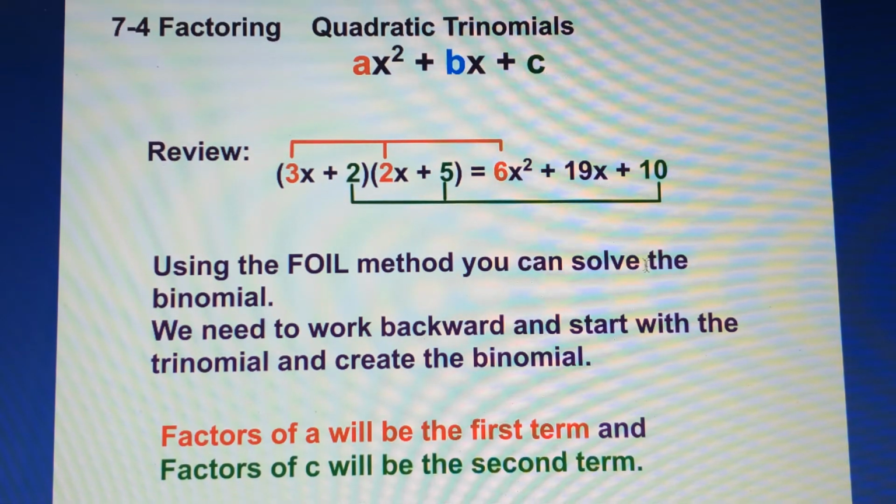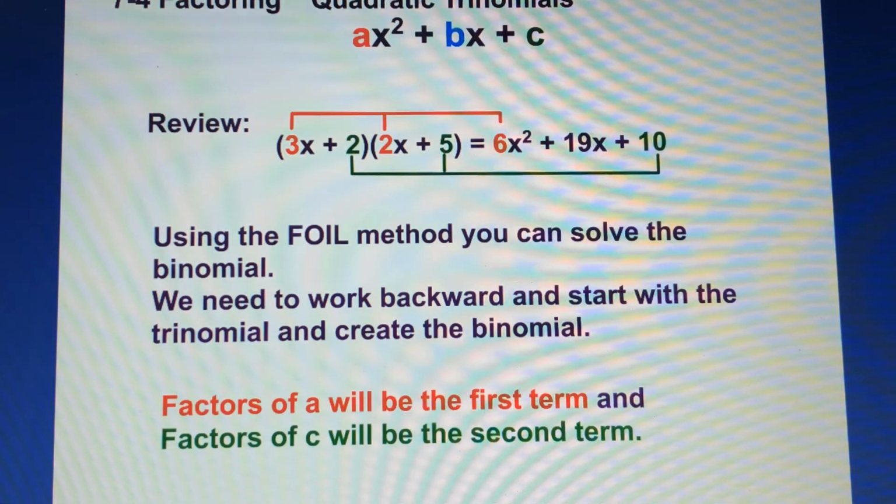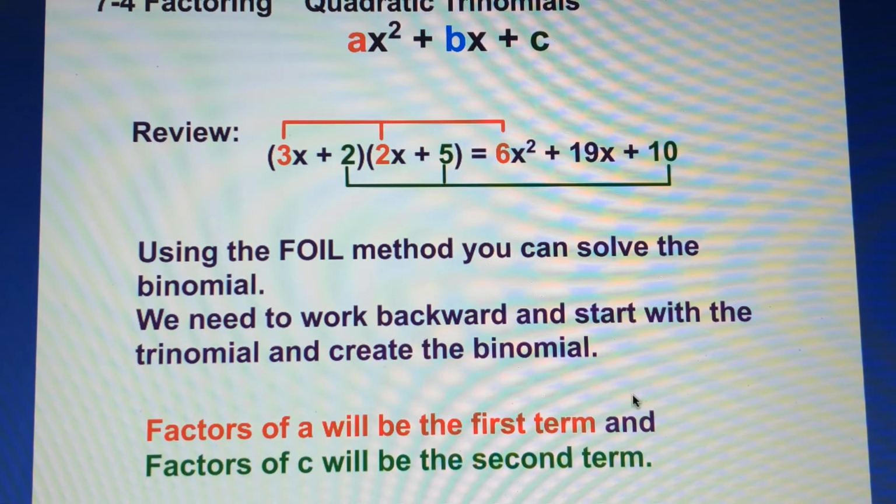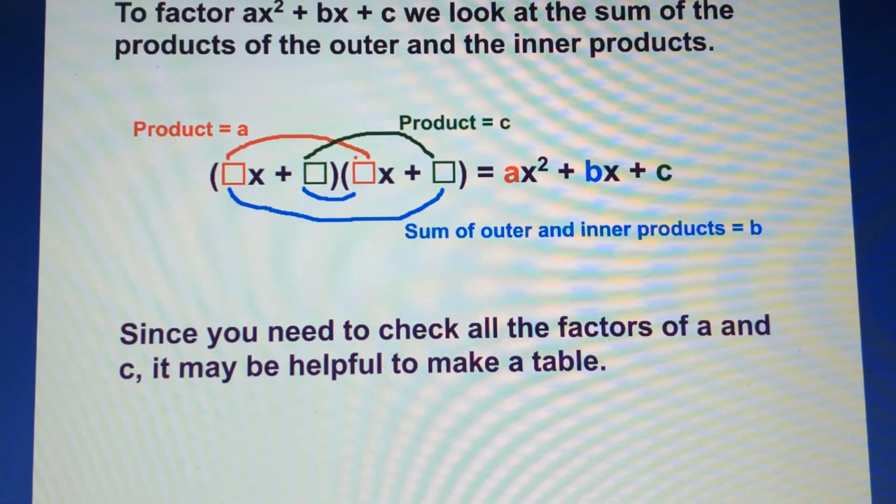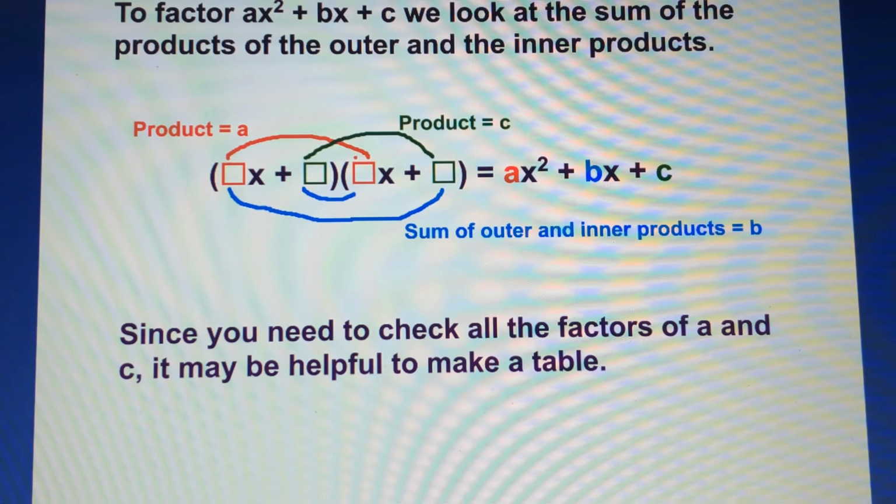So using FOIL, you could solve this binomial, but we are going to want to work backwards and start with the trinomial and create the binomials. Factors of A will be the first term, and factors of C will be the second term. Factors are two numbers multiplied together to equal a product. To factor ax squared plus bx plus c, we're going to look at the sum of the products of the outer and the inner products.